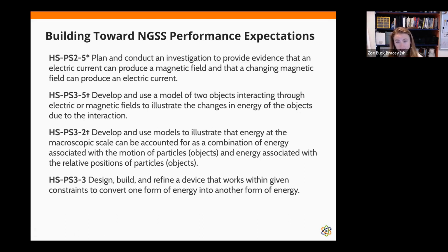So the first one is about electric current and magnetic fields. We've got 2 performance expectations about the interaction between electric and magnetic fields. We've got a performance expectation about energy. We have a lot of performance expectations in this unit about energy. It's a very energy-focused unit. And then this last one, design, build, and refine a device that works within given constraints to convert one form of energy into another form of energy, is kind of borderline, it brings us into our engineering focus. And it is only covered in this unit. So if you go to the next slide.